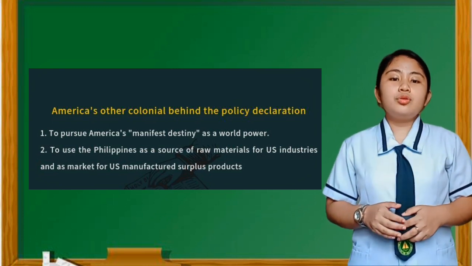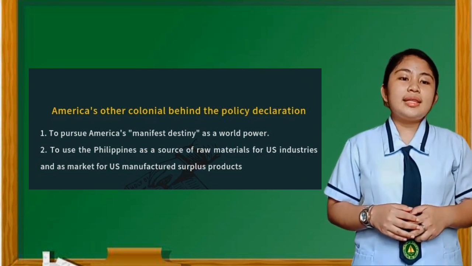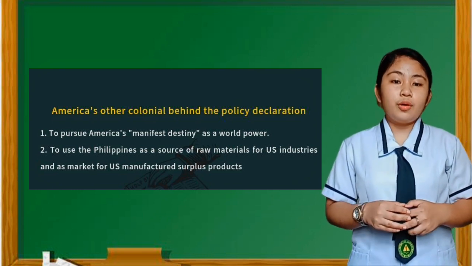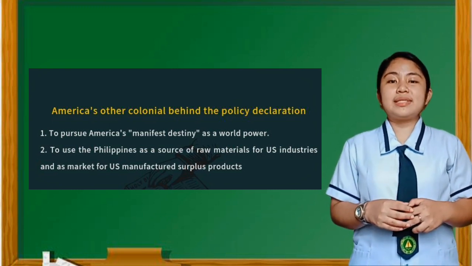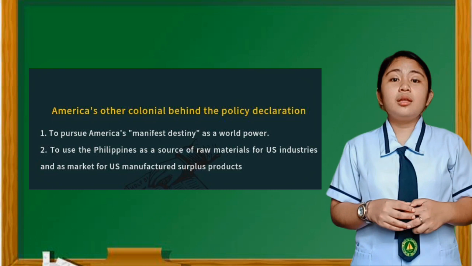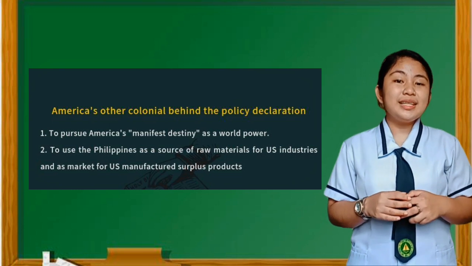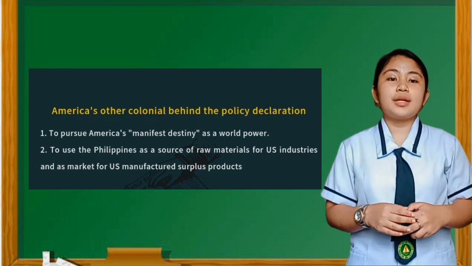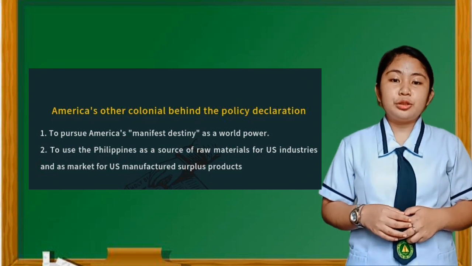Number 2, to use the Philippines as a source of raw materials for U.S. industries and as a market for U.S. manufactured surplus products. So as we all know, Philippines is rich in raw materials. So the U.S. saw the Philippines as a potential source of raw materials, such as timber and rubber. This could be used to fuel the American industries. So at the same time, American manufacturers hoped to use the Philippines as a new market for their products, which were produced in excess of domestic demand.